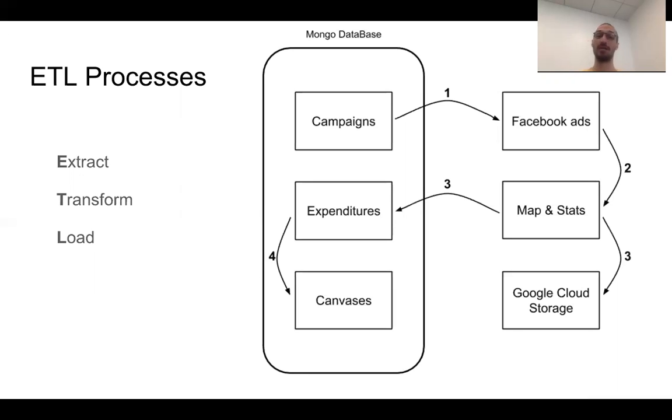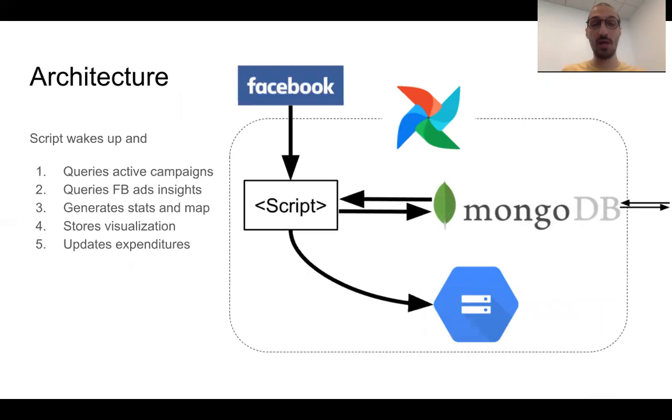Now, keep in mind that this whole process used to be done manually, and to automate it, I designed these pipelines. Airflow wakes up the script at constant time intervals. The script queries MongoDB for active campaigns, and for those active campaigns, afterwards it queries Facebook for ad insights, and it creates aggregated stats and creates the maps as well, or the visualizations, and it dumps the visualizations on the Google Cloud Storage and updates the MongoDB for the expenditures.